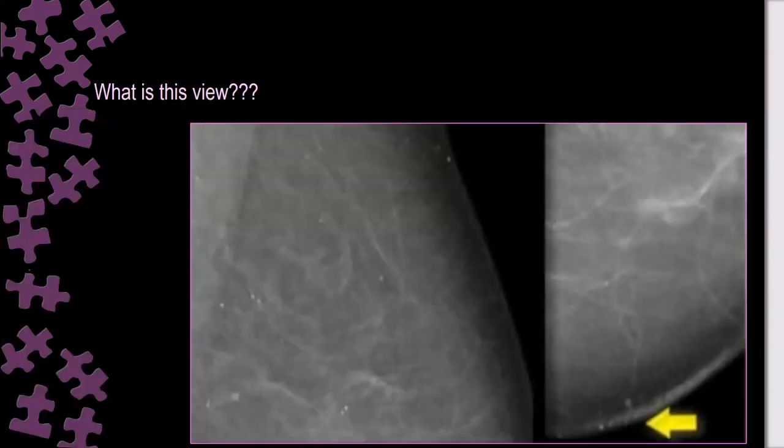And with this view? Tangential view of the skin. Excellent. This is a tangential view. It's okay. We are doing it for what? For characterization of skin lesion. Skin. Okay.